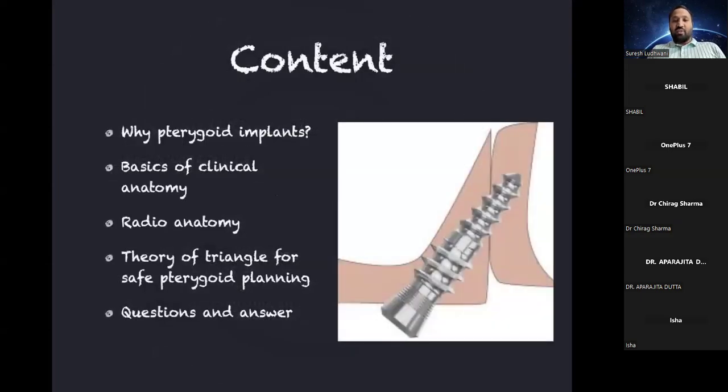So, what are we going to talk about? First, why pterygoid implants? Second, the basic clinical anatomy. Third, radio anatomy. Fourth, a theory of a triangle for safe pterygoid planning, which I came across while planning many cases: why is pterygoid considered such a dilemma? Why do people say, "I don't want to do pterygoid, it is difficult", or ask whether a small implant can really go so far back? Why such an enigma? And finally the Q&A.